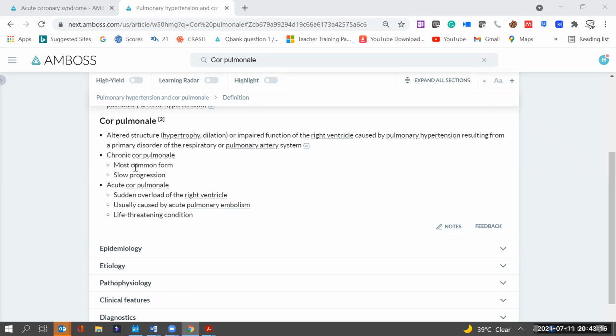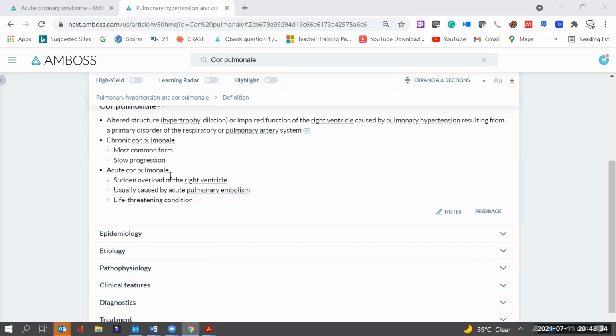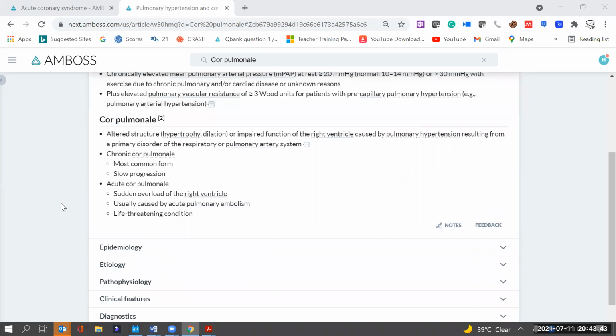So we have chronic cor pulmonale, which is the most common form, and it's slowly progressive. Anything which goes beyond 2 weeks, we say it's chronic, and anything which happens within 2 weeks, we can say it's acute. So the acute definition is within 2 weeks, chronic is more than 2 weeks. Now, acute cor pulmonale is a sudden overload of the right ventricle, usually caused by acute pulmonary embolism, and it is a life-threatening condition. So it's a life-threatening condition, of course.